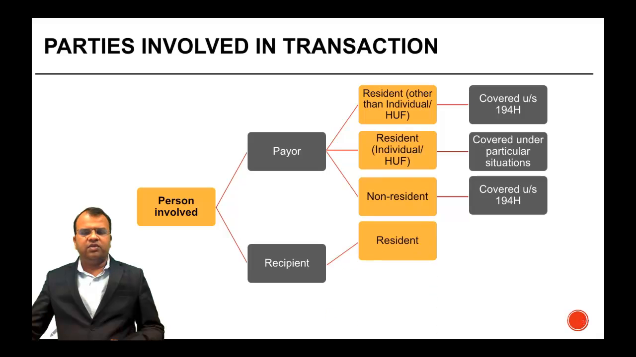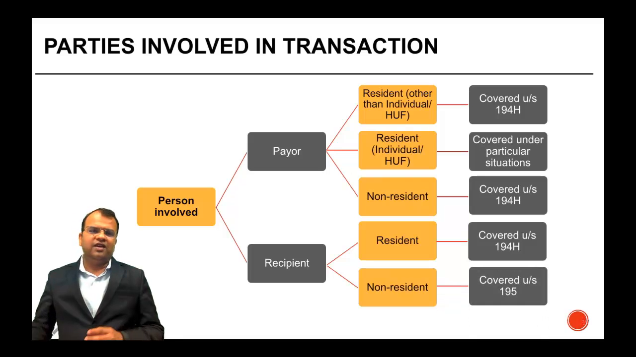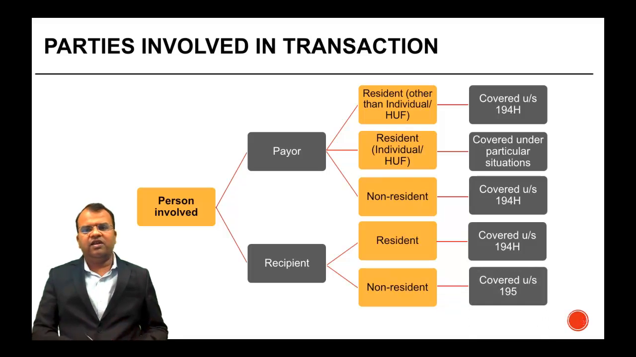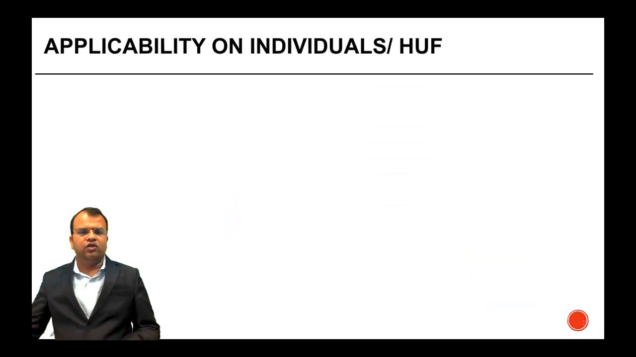When we talk about the recipient, it could be a resident who is covered under section 194H. When you talk about the non-resident, they are not covered under 194H, but they are covered for deduction of TDS in respect of commission or brokerage under section 195. 194H is not applicable on non-resident.